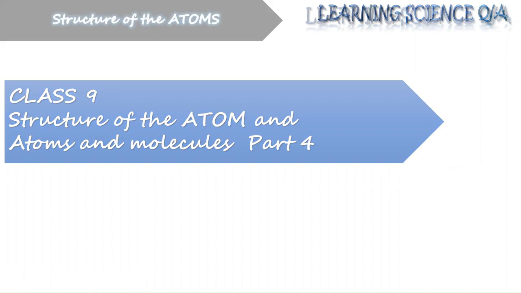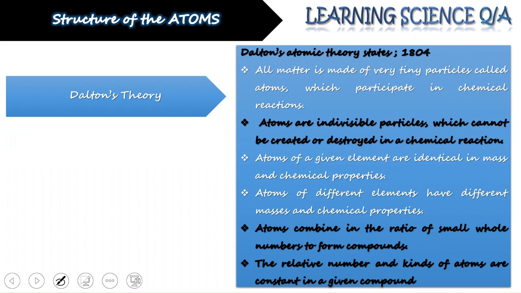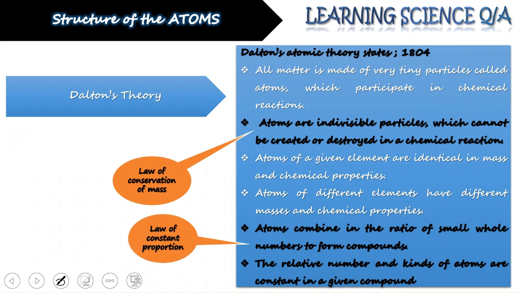So let's get started. During our last video we have already seen Dalton's theory, or Dalton's proposal about the atomic structure. He said that the atom is a very tiny particle, indivisible, capable of taking part in a chemical reaction. Two of Dalton's postulates are known as the law of conservation of mass and the law of constant proportion. So these postulates say atoms are indivisible particles which cannot be created or destroyed in a chemical reaction, and they are participating in the chemical reaction.